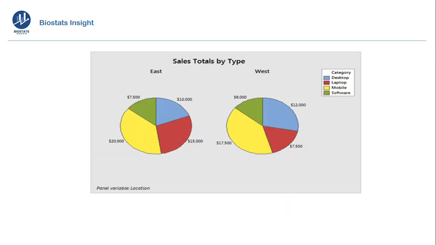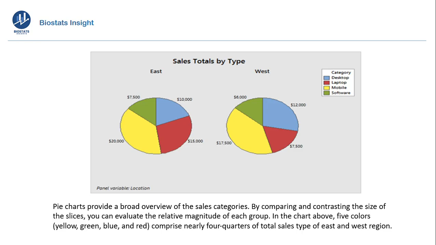The second example is where you can see the east and west coast sales totals with respect to category. In this graph the blue represents desktop, red represents laptop, yellow represents mobile and green represents software. If you want to determine it, the pie chart provides an overview of sales categories. By comparing and contrasting the size of the slices, you can illustrate the relative magnitude of each group. In the pie chart of 4 colors, yellow, green, blue and red, comprise the total sales types of the east and west region. This is the whole demo of the graph.